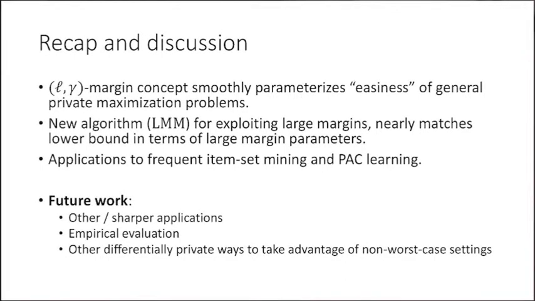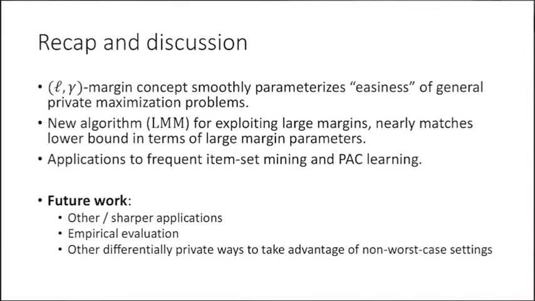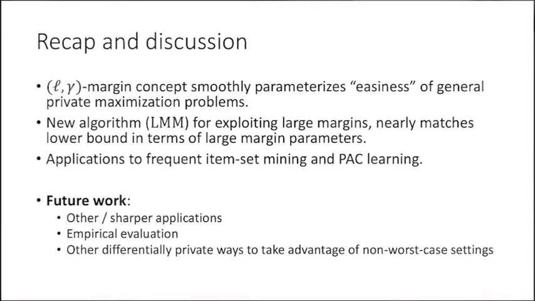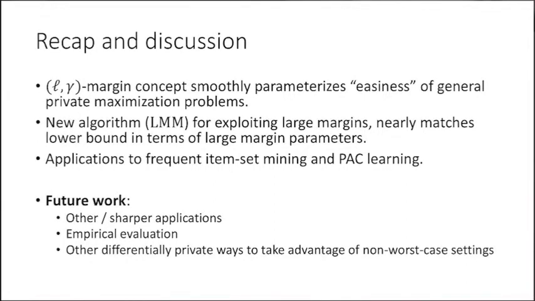You can see that this kind of concept does apply in some data mining and machine learning applications. So we would definitely like to see other problems where this concept can give improvements. What we really need is an empirical evaluation of these procedures. Right now there are some constants involved in the bounds that make it not so practical yet. And more generally, how do we exploit non-worst case instances, the easiness of problem instances, while guaranteeing differential privacy? Okay, that's it. Thanks.